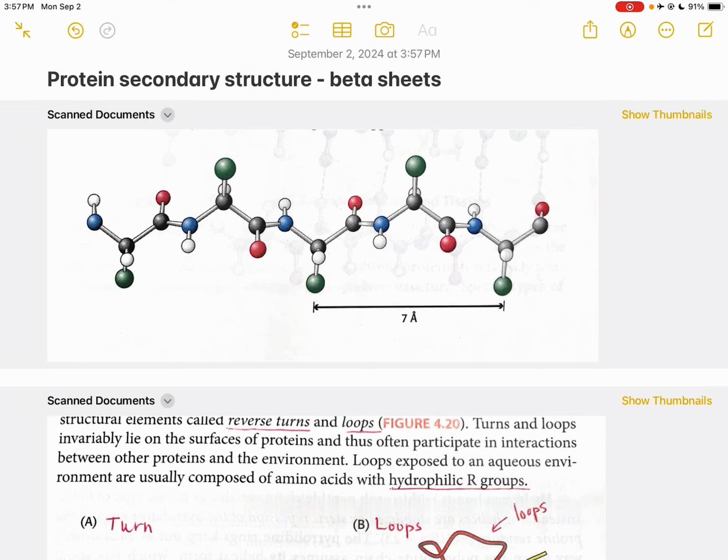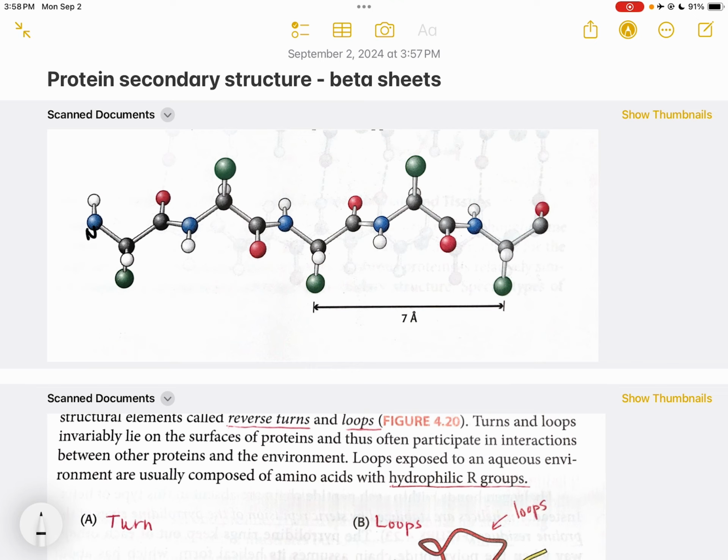Hello, this is part 2 of the video series on protein secondary structure, and we're going to talk about beta sheets this time. Last time I talked about alpha helices, and they're perhaps even harder to visualize than beta sheets. With beta sheets, or beta strands, which are put together to make beta sheets, we have the polypeptide chain stretched out. So let's take a look at this.